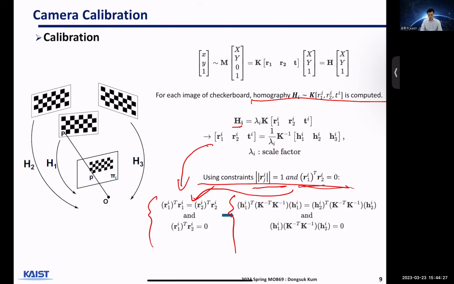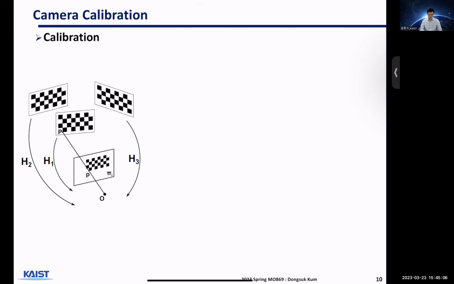So now we are left with H and K. The equation now consists of only two variables, H and K. So we know H, and we do not know K. That's the whole point of calibration. Calibration is to find these camera parameters, which is the K, the intrinsic parameter.